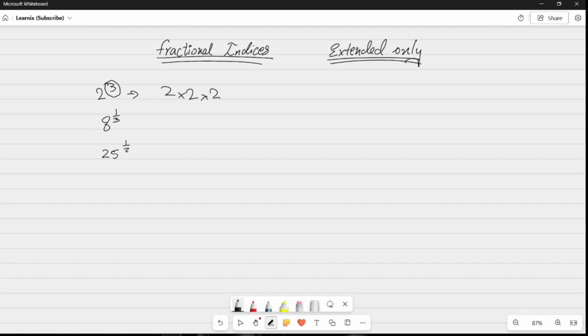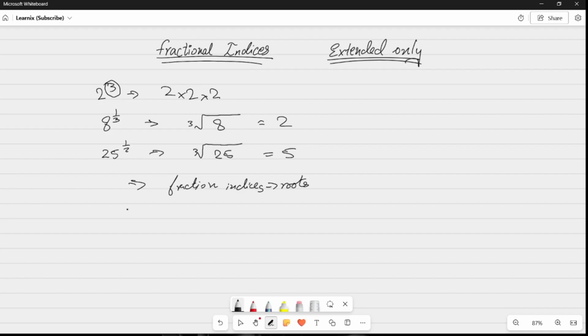What does this mean? So the key to remember over here is that fractional indices are just another way of writing roots. So let's say we have 1 over 3. This would equal the cube root of 8, which we all know is 2. A 1 over 2 index would just translate to the square root, so the square root of 25, which will give us 5.